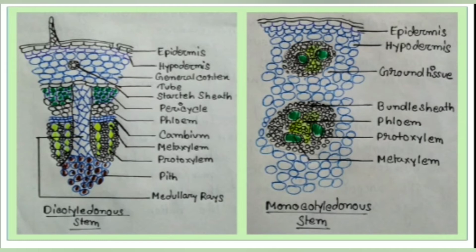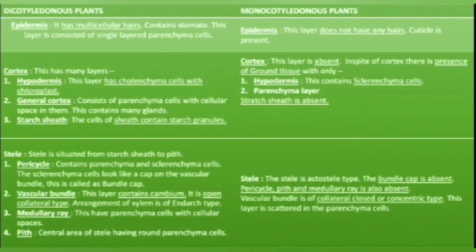But in monocotyledons, the stem structure is quite different. These have an outer epidermis, then hypodermis, and the bundles are clearly surrounded by the ground tissue. And then there is the presence of bundle sheath, phloem, protoxylem, and metaxylem. The epidermis in dicotyledons has multicellular hairs, but monocotyledons do not have any hair in the epidermis layer.